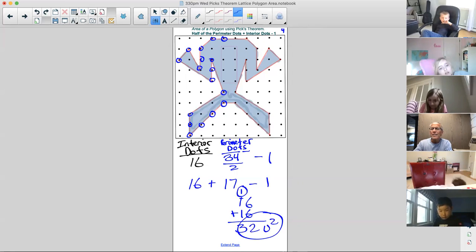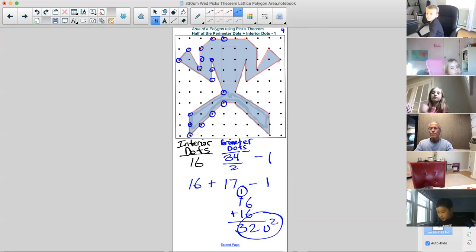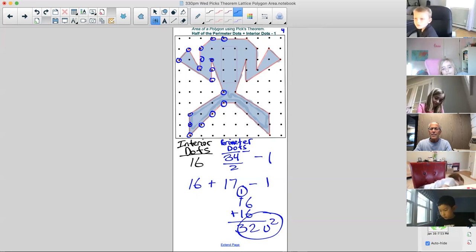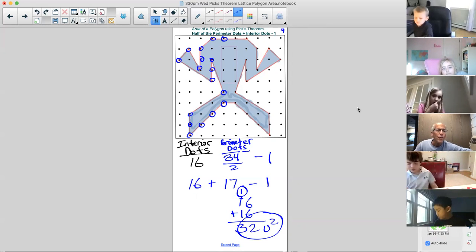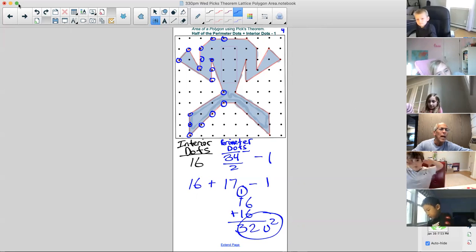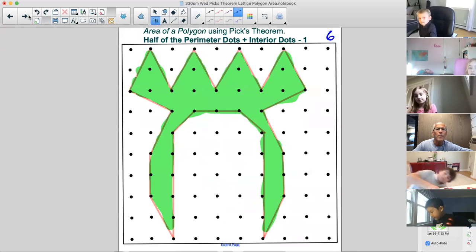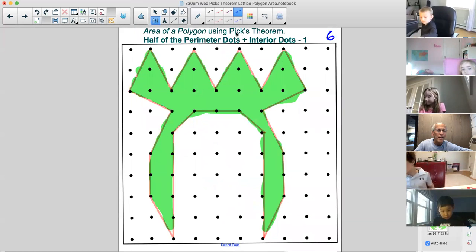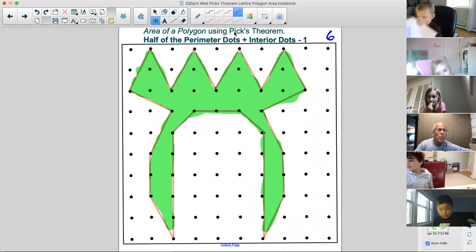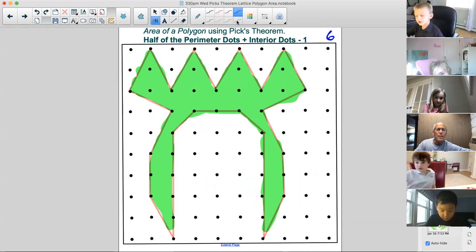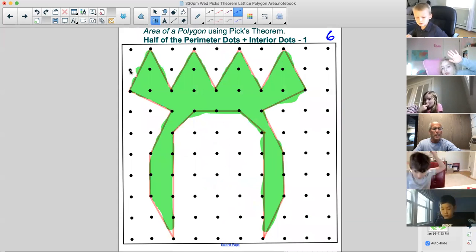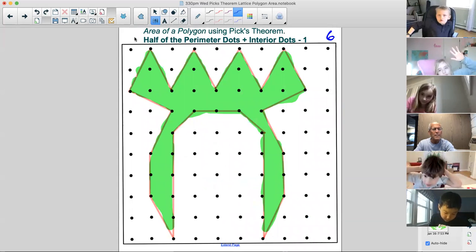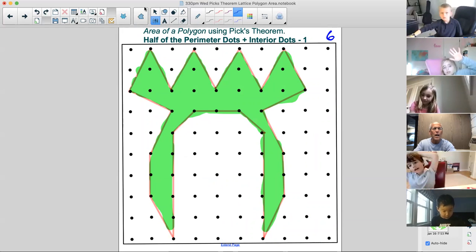Now, the next one we're going to do is, I call it the crown. And the crown is on page 5. Now, I don't know who we should crown. Hold on one second, guys. Start counting your interior dots and your exterior dots.